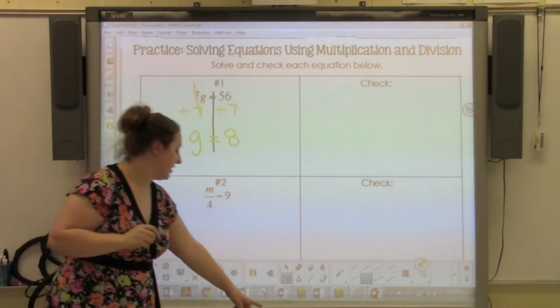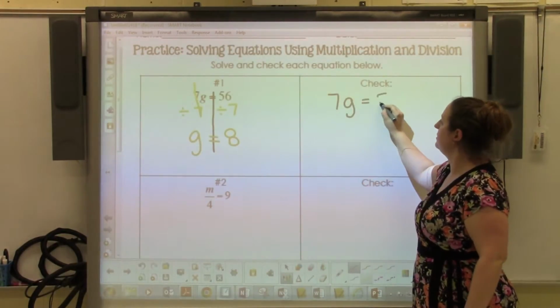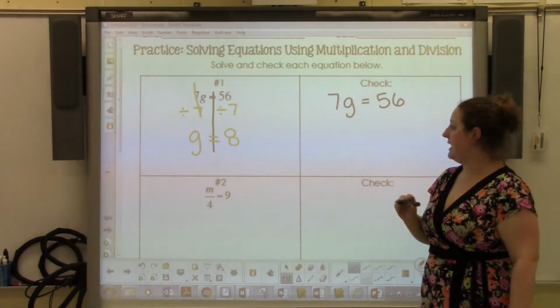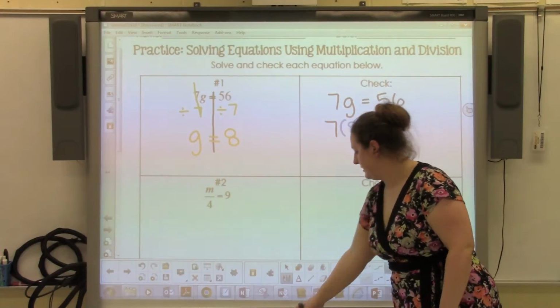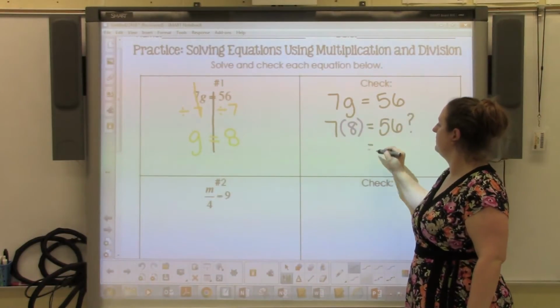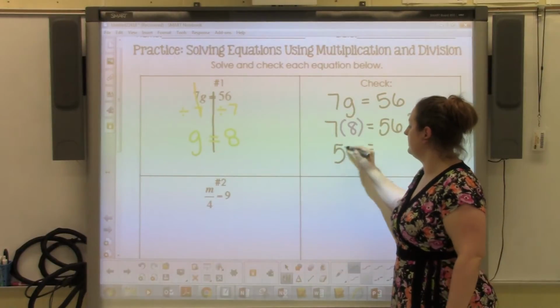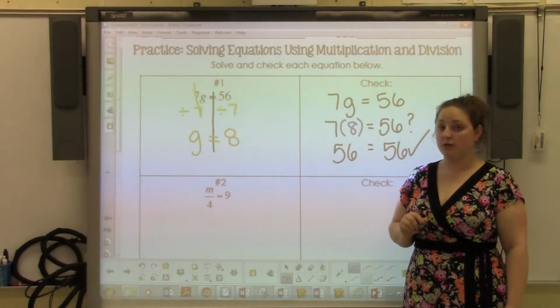All right, let's check our answer. So we want to know, is 7 times g equal to 56 if g is equal to 8? So 7 times 8, does that give me 56? And sure enough, 7 times 8 is 56, and that's exactly what we were hoping for. 56 is equal to 56.